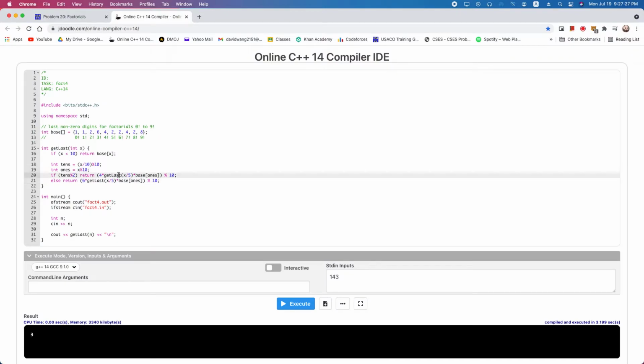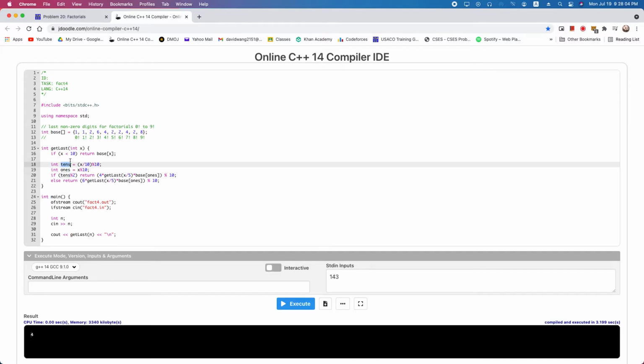It's a recursive formula, derived by other mathematicians, and the proof for it is really complicated. If you want to know how this is proved, you can check the link I posted in the description. So this is a recursive formula. We will use this getLast function to get the last digit of our factorial, and this requires you to calculate the tens digit of the current number and the ones digit of the current number.